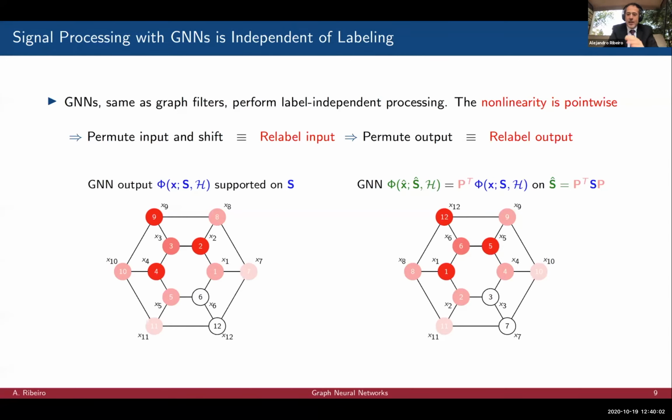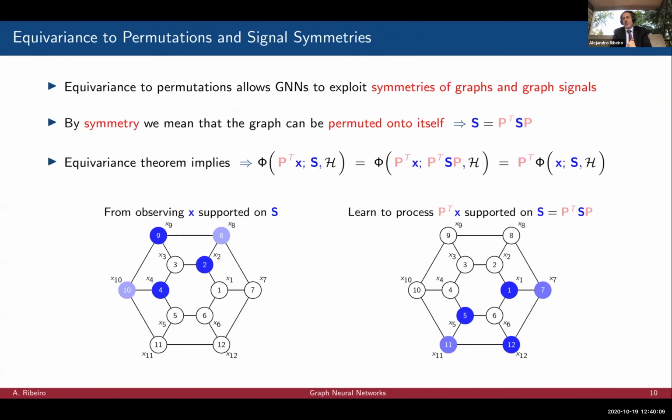In any event, what the permutation equivariance theorem tells you is that you are attaining processing that is independent of labeling. Now, that would be interesting in itself, but there is something much more interesting about permutation equivariance, which is that permutation equivariance is the key property that graph neural networks have that allow them to exploit signal symmetries.